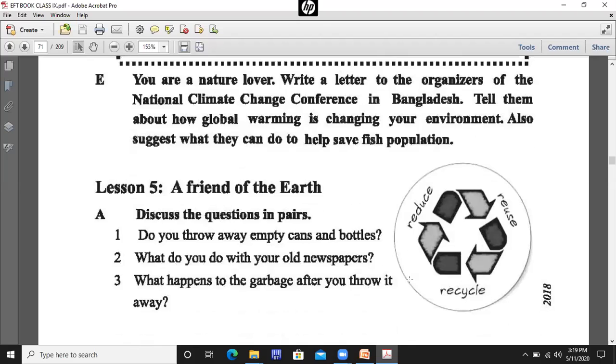Practice E. In practice E, you are asked to write a letter to the organizers of the National Climate Change Conference in Bangladesh. Tell them about how global warming is changing your environment. Also suggest what they can do to help save fish population. So it will be your home task. Just write it in your SW copy. Okay, I would like to give it as your home task.